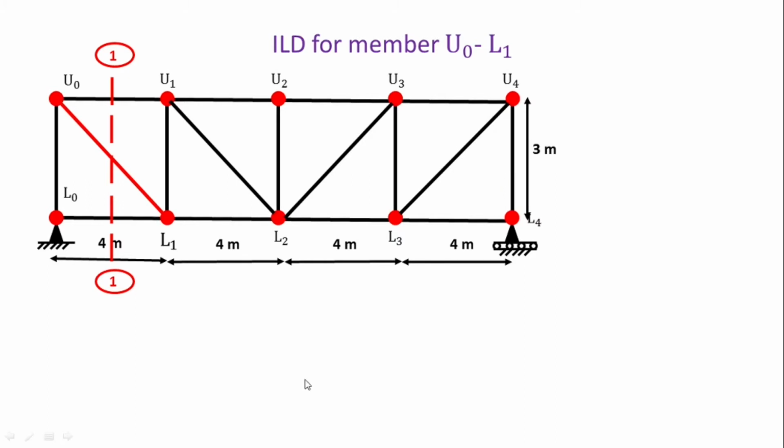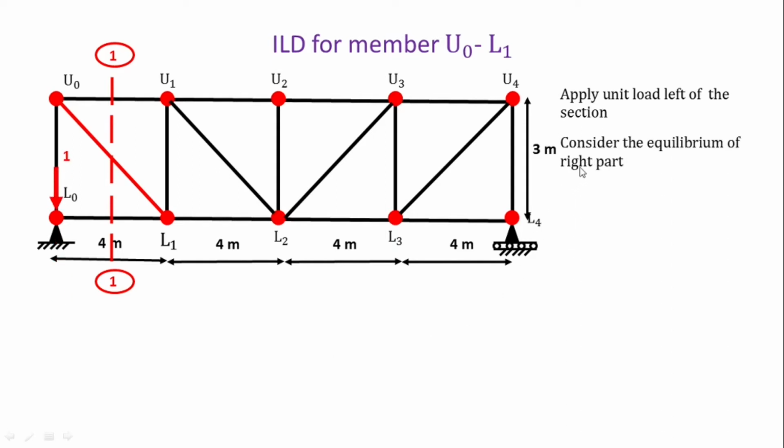So now apply the unit load left of the section. First we are applying the load on the left hand of the section. So apply the unit load on L0 and consider the equilibrium of the right hand part. So we are applying the force on left hand side of the section, so consider the right hand side of the part as the equilibrium.